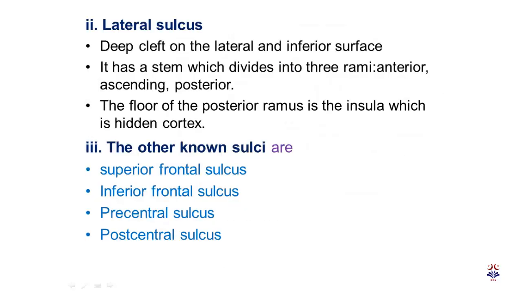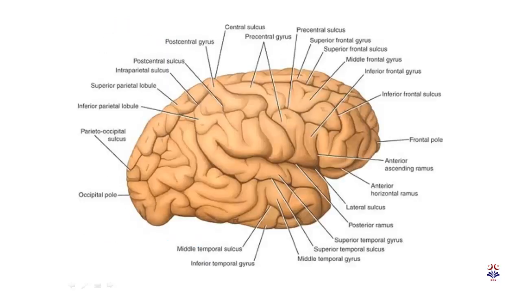Other known sulci: superior frontal sulcus, inferior frontal sulcus, precentral and postcentral sulcus. This is the central sulcus. Anterior to this is the precentral sulcus. This is the precentral sulcus, and this is the postcentral sulcus. And here we see the superior frontal sulcus and then the inferior frontal sulcus.